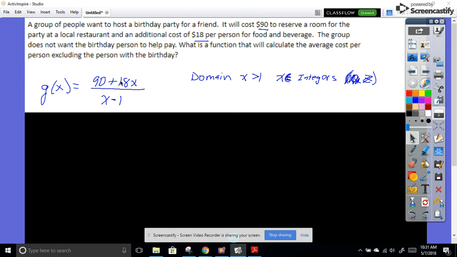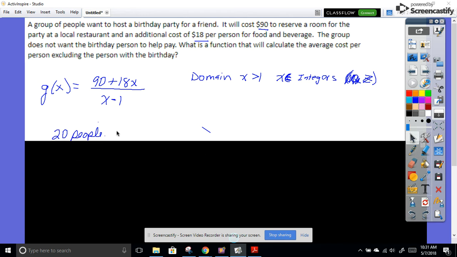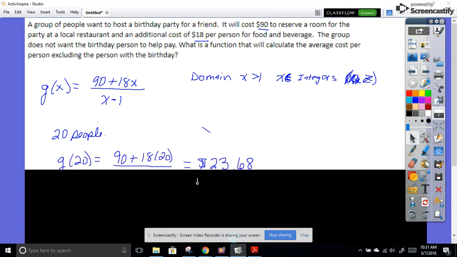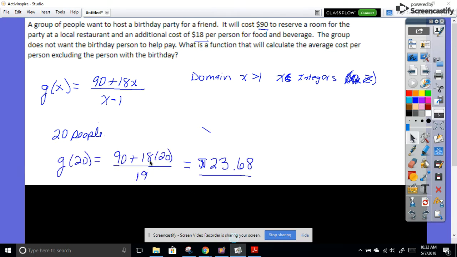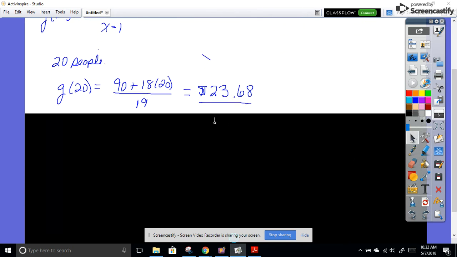So $90 for the room, $18 per person for food and drink. We're dividing by 1 less than the total number of people there, because we do not want the birthday person to pay. So what do we do if 20 people come? 20 is the number of people, so we plug that in. 20 minus 1 is 19. We calculate that and get $23.68 per person, except for the birthday person. They do not have to pay.